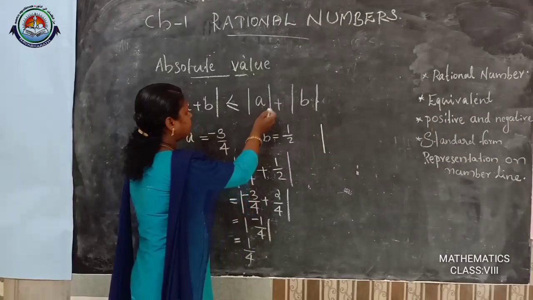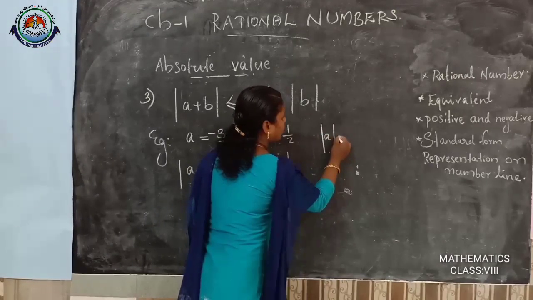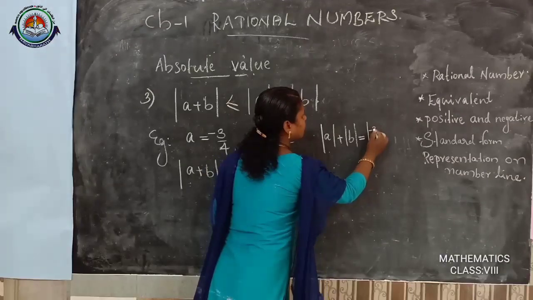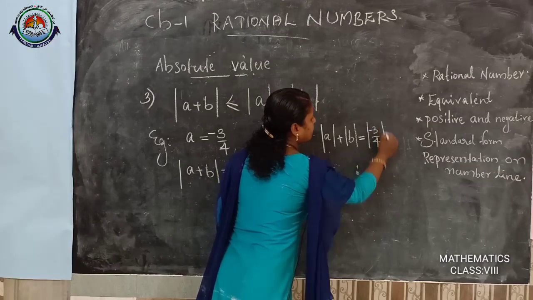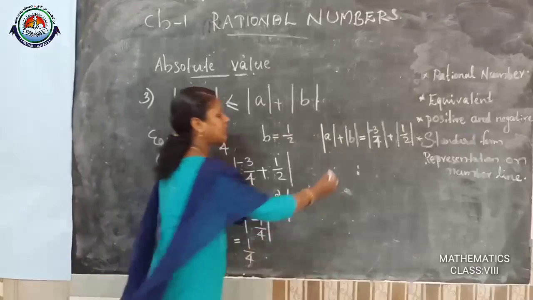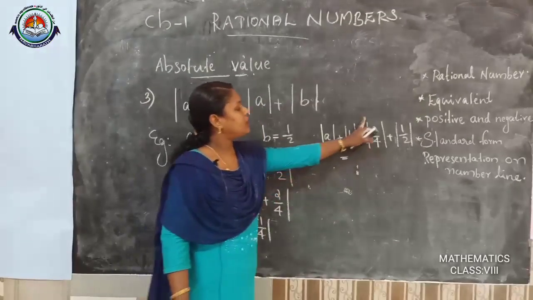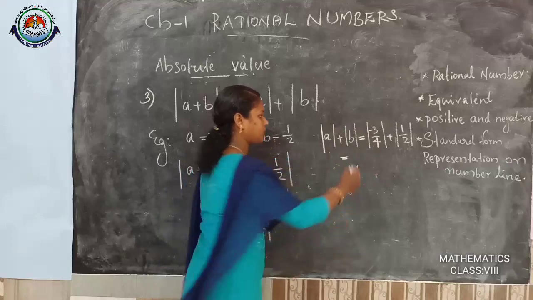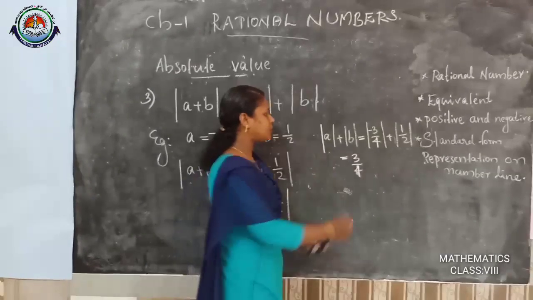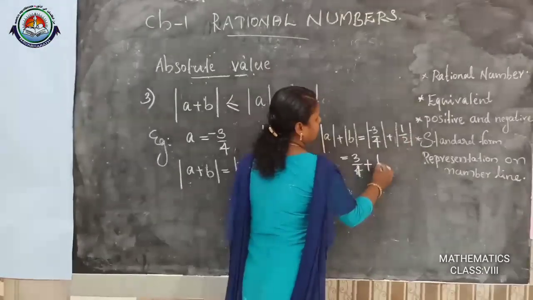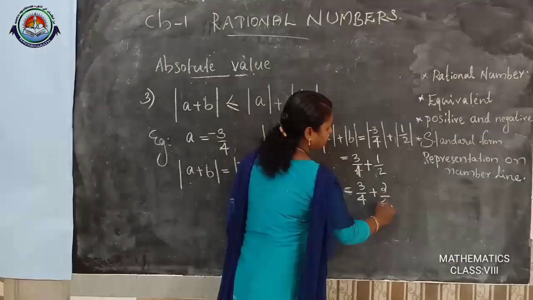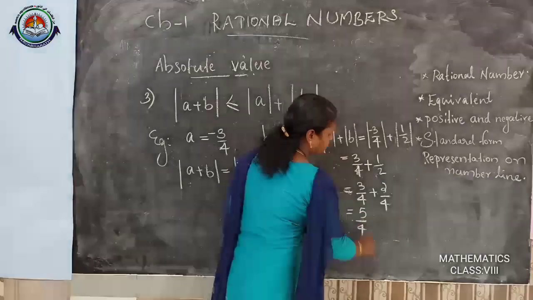Then here on the RHS, absolute value of A plus absolute value of B is equal to absolute value of negative 3 by 4 plus absolute value of 1 by 2. Then here at first itself we are finding the absolute value of negative 3 by 4. So absolute value of negative 3 by 4 is 3 by 4, plus 1 by 2. Then 3 by 4 plus 2 by 4 equal to 5 by 4.